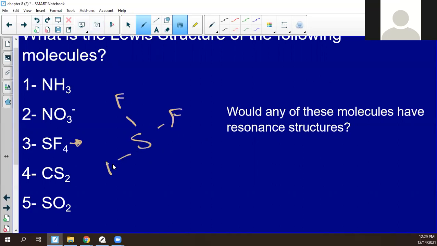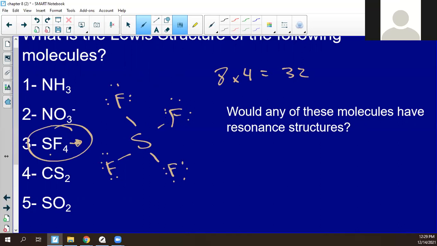All right, I have 4 Fs around 1 S, correct? And then I got to double check. Everything's octeted, correct? No. But do I have 8 times 4? 8 times 4 equals 32. How many valence electrons did I have here? 34. So what do I need to do?